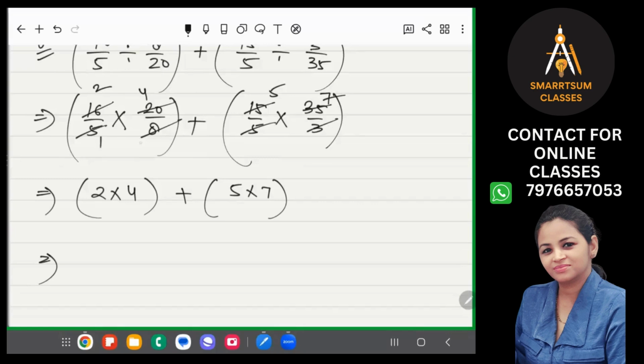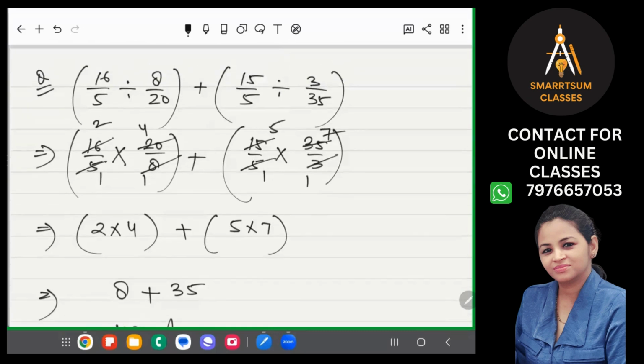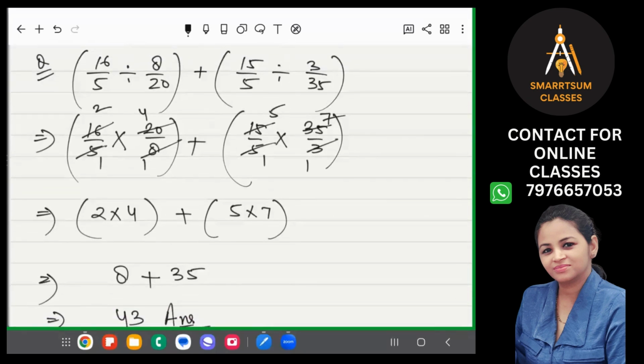Here we are having 1, so we are not writing them because 1 into 1 is 1. Now 2 into 4 is 8, plus 5 into 7 is 35. Getting it? Now 8 plus 35 is 43. So the answer is 43, right? In this way we have simplified multiple operations together in fractions. Is that clear? Yes or no? Yes, ma'am.